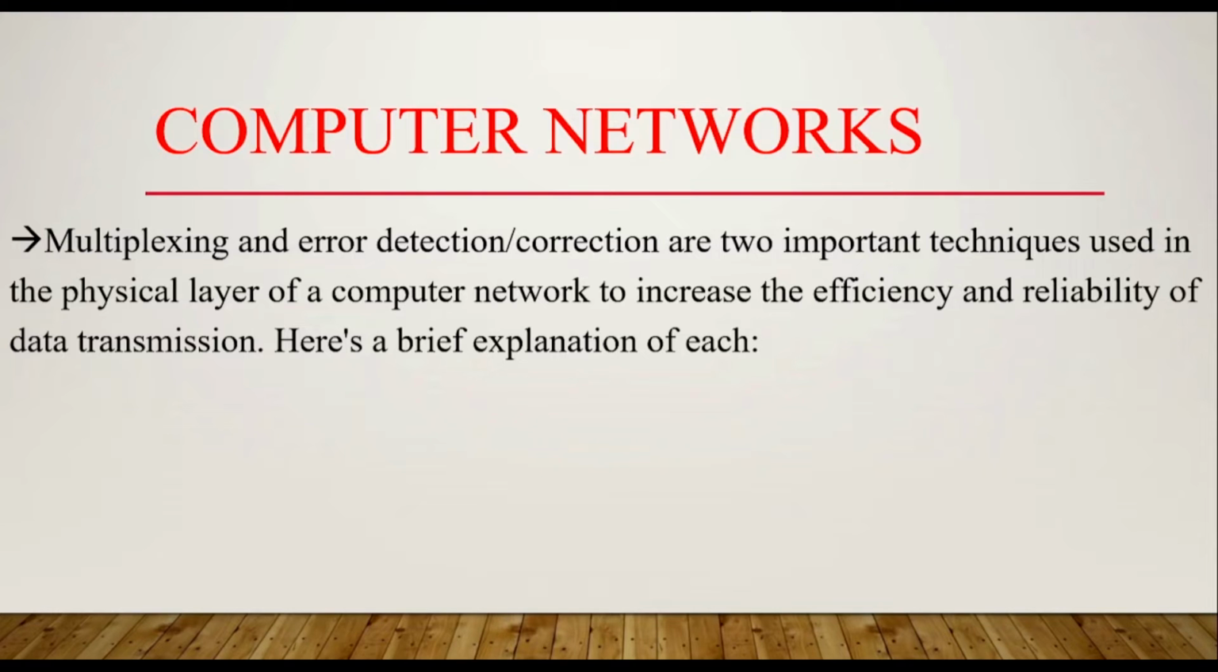Hello everyone. This is the last video in the section on the physical layer in computer networks. In this video, we will talk about multiplexing and error detection and error correction. Multiplexing and error detection and correction are two important techniques used in the physical layer of a computer network to increase the efficiency and reliability of data transmission. Here is a brief explanation of each.